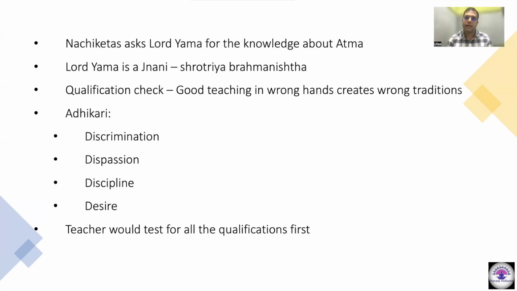And for this, the adhikari, being the qualified student, there are 4 tests generally that there are. One is the discrimination between what is real and unreal. Do you have that much understanding? And once you have that understanding, obviously the dispassion comes in for all the things which are unreal. Why would you be attached to something which is unreal? Once you have that discrimination, dispassion automatically comes. And to get to the knowledge of that real, you need to have that desire and ultimately that discipline also. So these are the qualifications which the teacher, Lord Yama, is going to check in the subsequent verses to ensure that this student is in fact qualified.